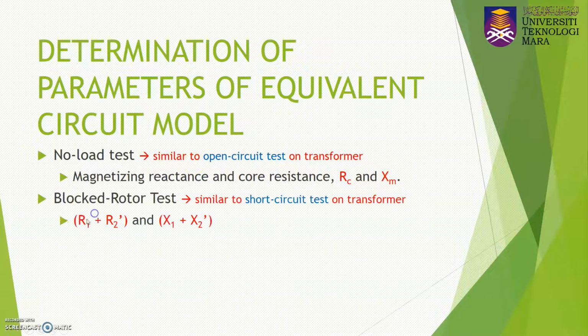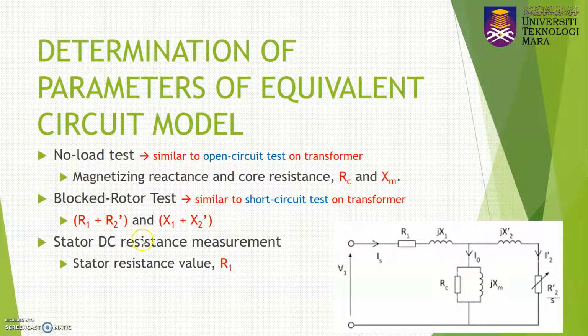The second test is the block rotor test. The block rotor test is similar to the short circuit test that we perform on the transformer. For the block rotor test, we are going to determine the value of R equivalent and X equivalent, where R equivalent is equal to R1 plus R2 prime, and X equivalent is equal to X1 plus X2 prime. The third test is the stator DC resistance measurement test, whereby by performing this test we determine the value of R1. Once you know the values of R1 and R equivalent, only then can you determine the value of R2 prime.